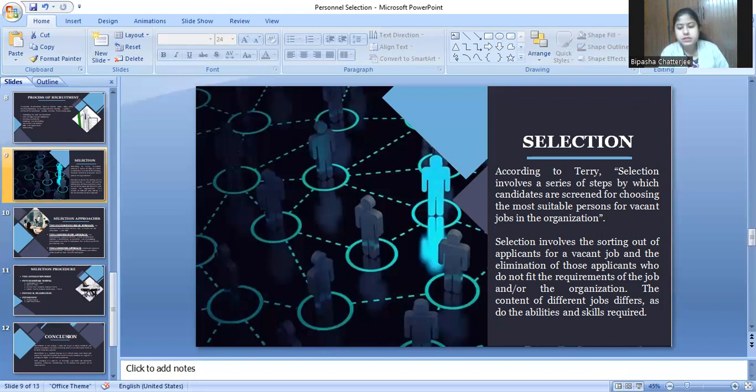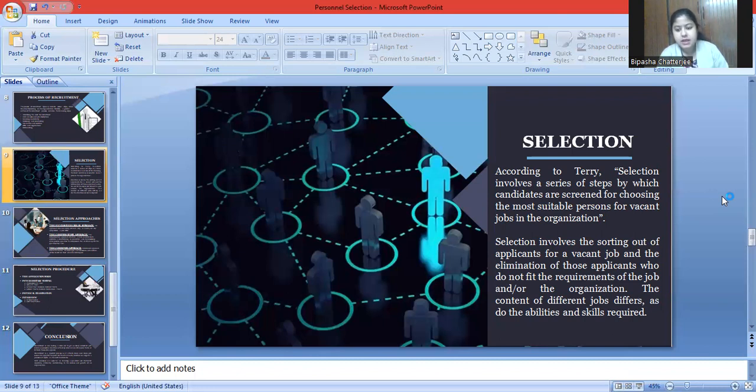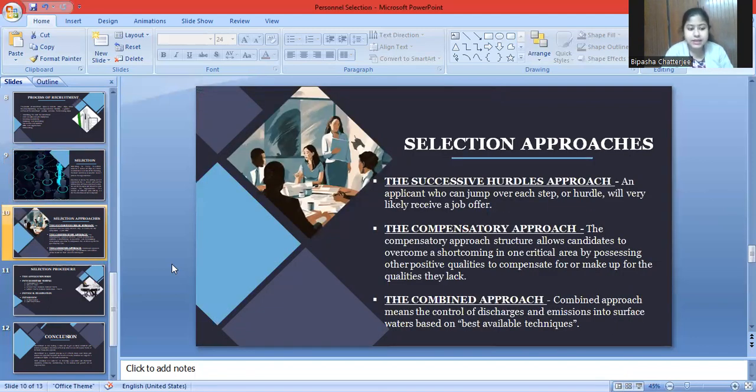So the selection process involves sorting of applicants for the vacant job and elimination of those applicants who don't fit that particular job. And yes, it is not a very pleasant activity, and that is why it is negative in nature. This is one difference between recruitment and selection, because recruitment is where you are inviting people to come and apply, you are welcoming people. But selection is the next stage where you are eliminating people and trying to select the right man for the right job.